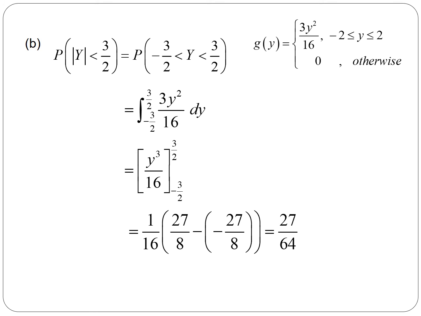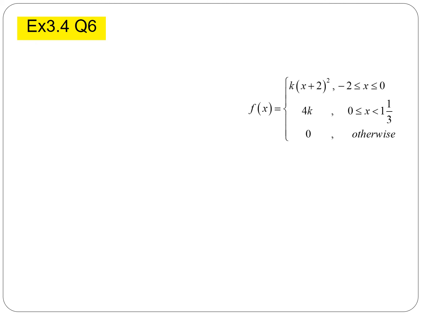Now look at question 6. Okay, question 6 states that x is a continuous random variable. Okay, the function is given here. So determine the value of the constant k and then find the probability of x between -1 and 1 and find the probability of x greater than 1.